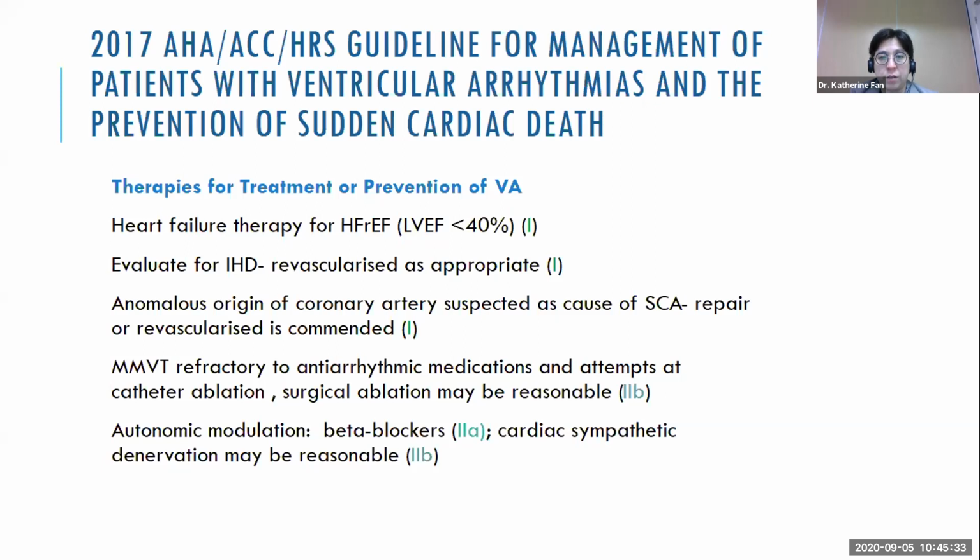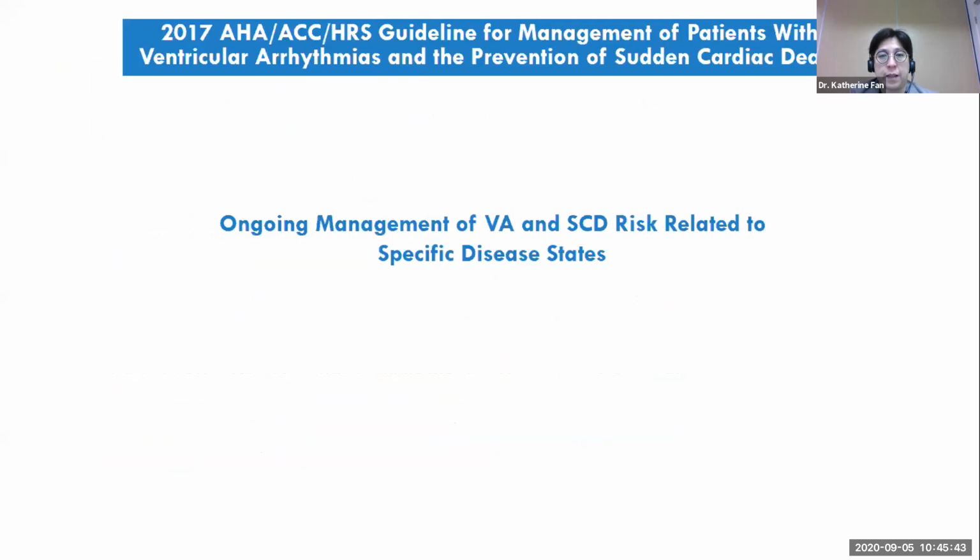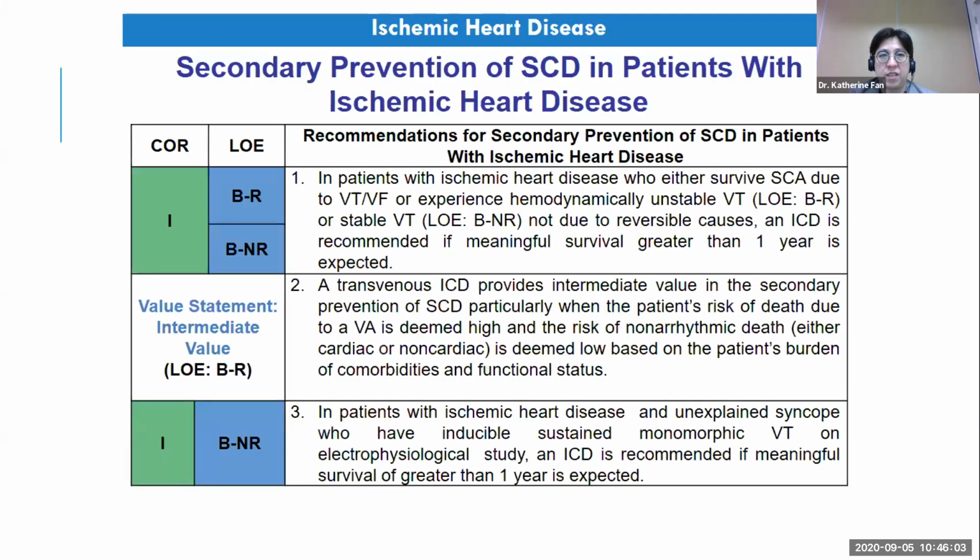These are all the adjunct therapies you need to think about if you have a patient with heart failure or ongoing ischemia who is considered at high risk of sudden death. And I'm going to pick up just the two main groups of patients we consider at high risk of sudden cardiac death. This guideline actually spent a lot of pages and content on these specific disease states. The first of all is ischemic heart disease. Here is listed the secondary prevention of sudden cardiac death in patients with ischemic heart disease. I will not go into details, but it is all pretty well written out, either survival of sudden cardiac death or hemodynamically unstable VT.